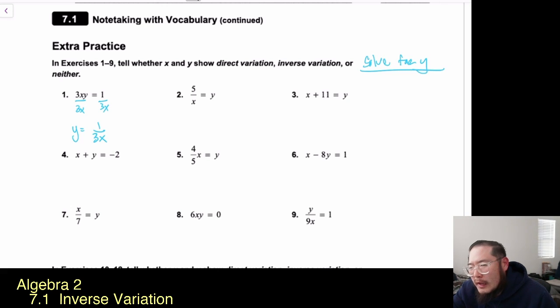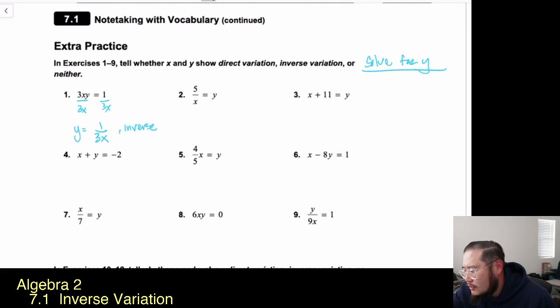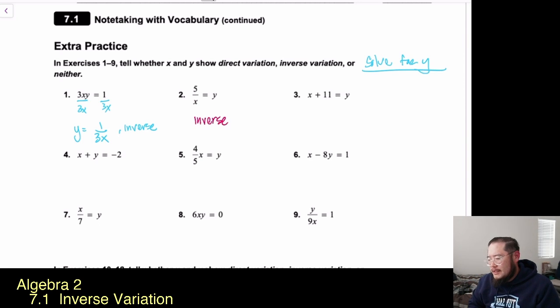All right, that is the relationship that is shown. So let's take a look next up at number 2. I already have y by itself, so we got 5 over x is equal to y. 5 is the constant, x is in the denominator, everything looks good. We have ourselves inverse as well in number 2. I'm just going to go through these to try to give you as many examples as possible.